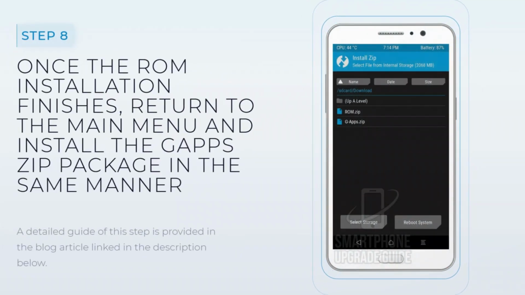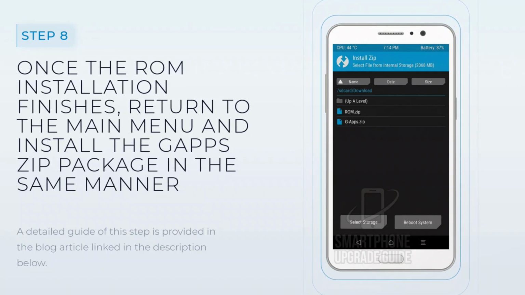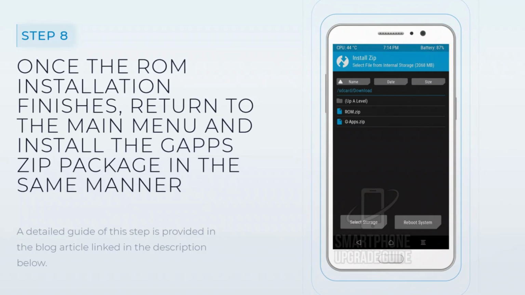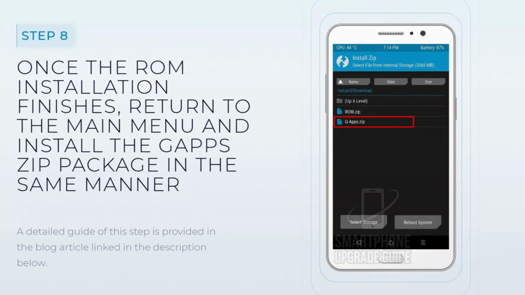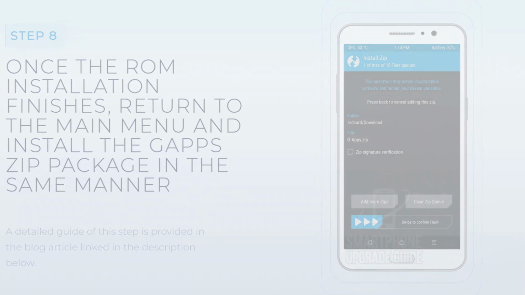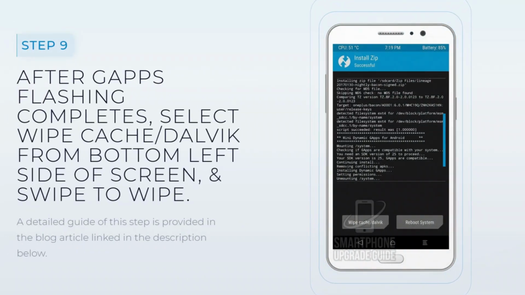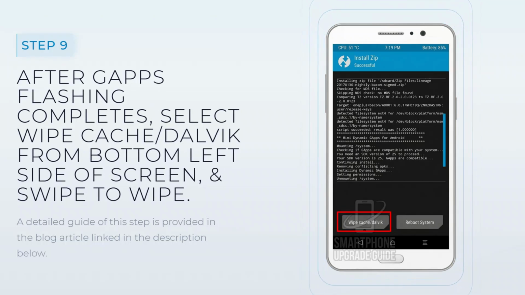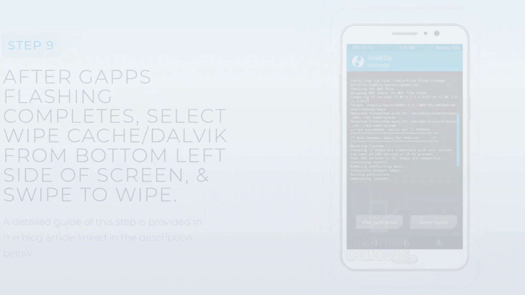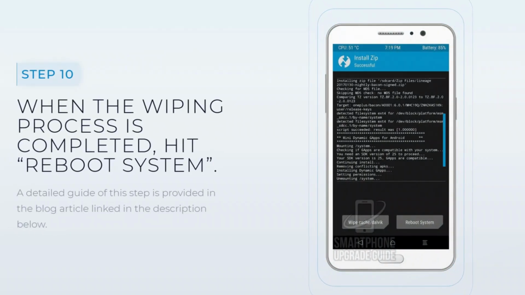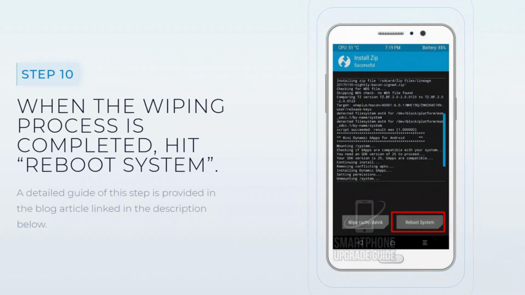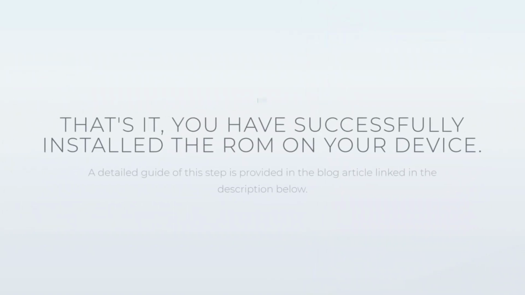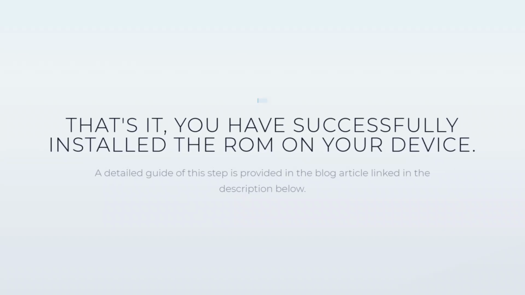Step 8. Once the ROM installation finishes, return to the main menu and install the GApps zip package in the same manner. Step 9. After GApps flashing completes, select Wipe Cache/Dalvik from the bottom left side of screen and swipe to wipe. Step 10. When the wiping process is completed, hit Reboot System. That's it! You have successfully installed the ROM on your device.